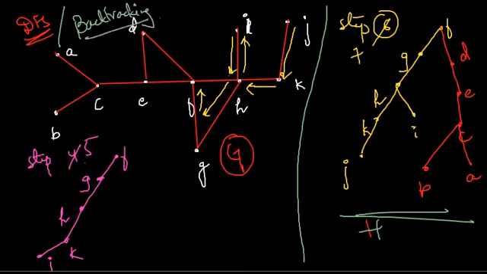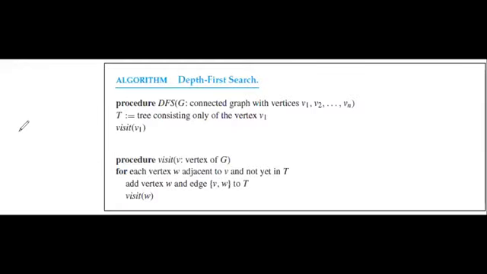Okay. Now after that, we will see the algorithm for the same. So this is the algorithm for depth first search. The procedure is DFS. What are the inputs? The input is G, a connected graph with vertices V1, V2 and so on up to Vn, where we have to create a tree T consisting only of the vertex V1 first. Visit V1.